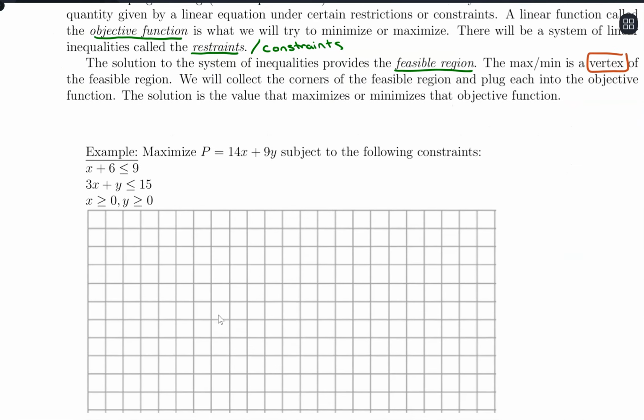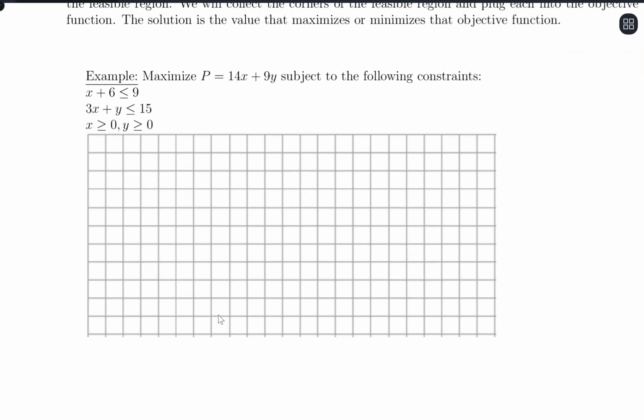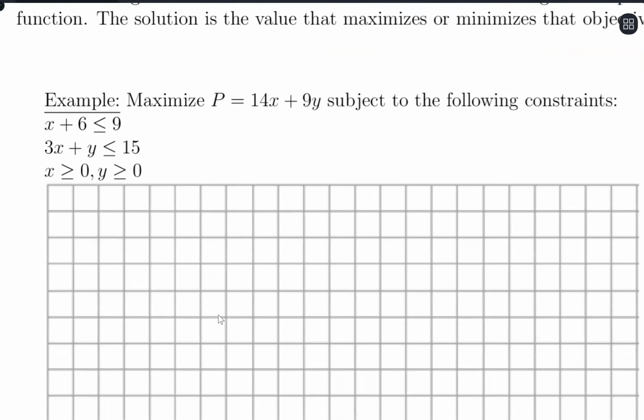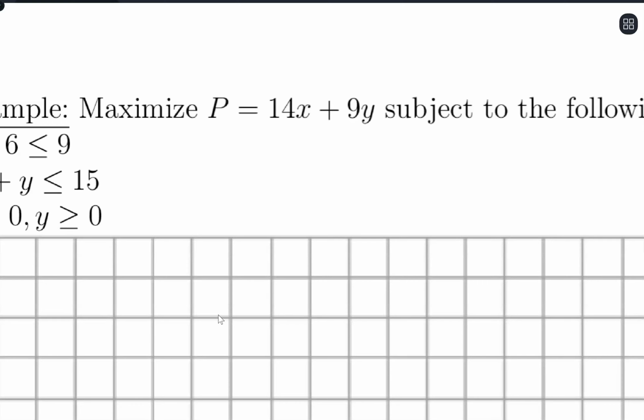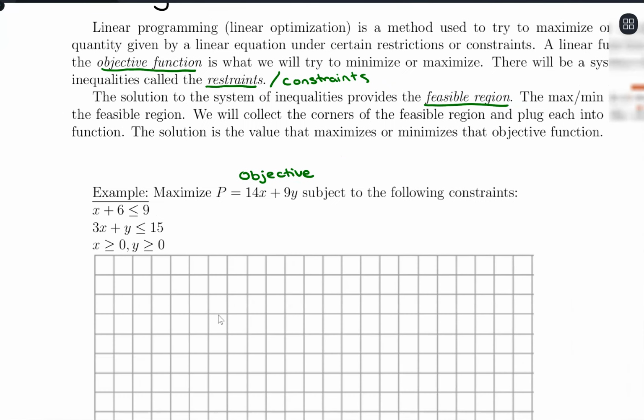So let's just go with an algebra example here, get away from the word problem, and just work with these pieces and see how we can graph these. So we want to maximize p equals 14x plus 9y. So that right there is our objective function. And what I'm going to do is pretty much ignore that function until I get this feasible region that I want to work with. Really, my focus is going to be on the constraints until I get that feasible region.